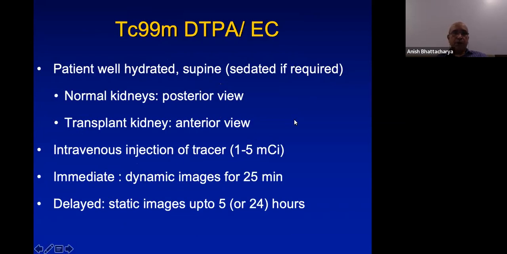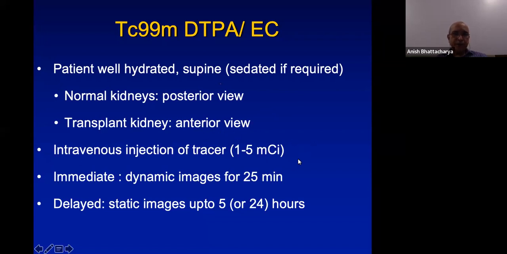So for technetium DTPA and EC studies, the patient is well hydrated and placed supine, normal kidneys in the posterior view, transplant kidney in the anterior view. The patient is placed supine with the detector, that is the gamma camera, placed below the palate. So whenever we do technetium DTPA or EC scans, you're going to see the posterior projection. So left kidney will be left, right kidney will be right. When you're looking at transplant kidneys, you take an anterior view.